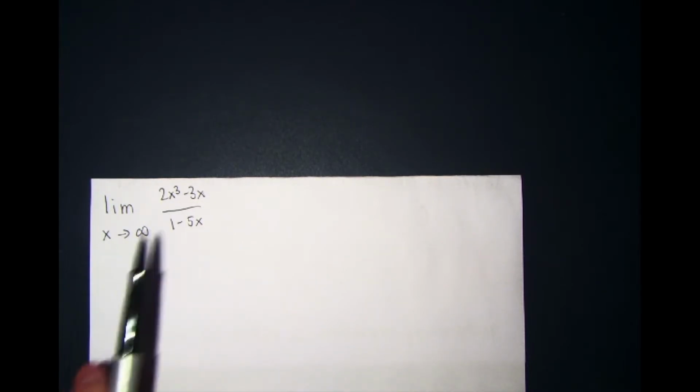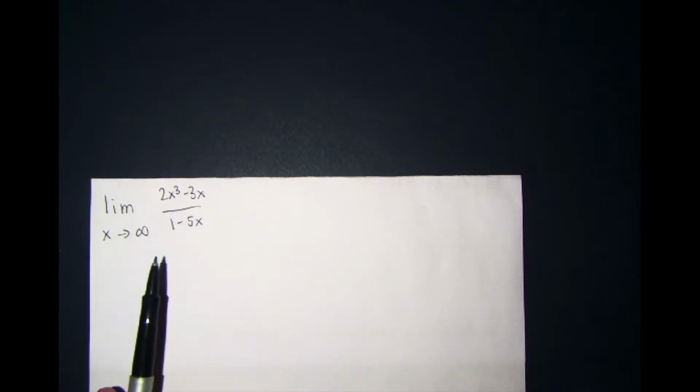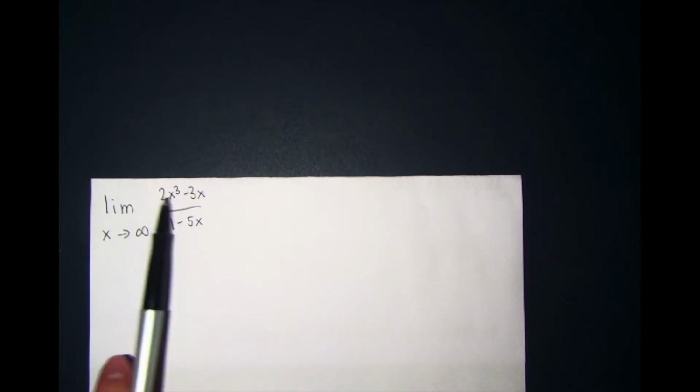So the next practice problem that we're going to look at is one in which the degree of the numerator is greater than the degree of the denominator. So that means we know that it's either going to be going to positive or negative infinity. And the way we tell the degrees is that this has an x cubed, whereas the bottom only has an x, which means that we know that the numerator has a greater degree.